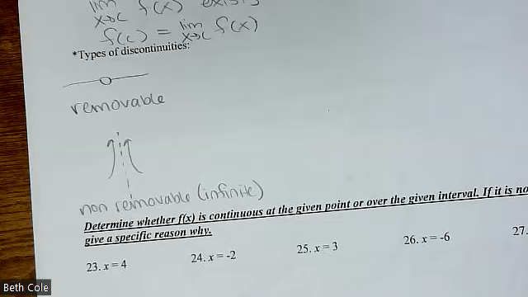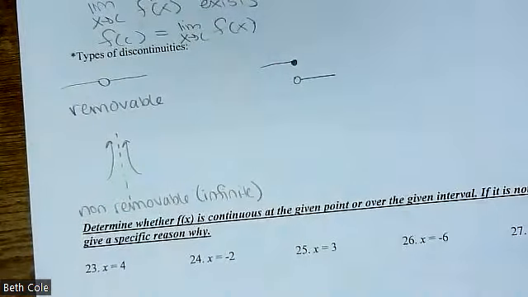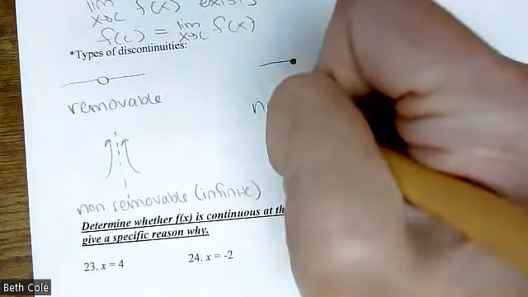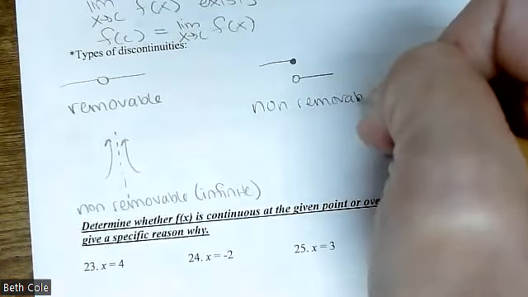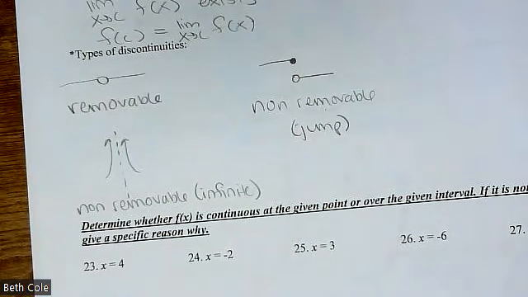Now we're going to break the second rule. How could there not be a limit? If there's a jump. So if you have something like this. Now that is called a jump discontinuity, but would it be removable or would it be non-removable? Non-removable. You can't fix it just by putting a point back in. So it's non-removable, but specifically we call it a jump. I think those are the easiest ones to identify because it literally jumps. Like you can see it very easily.